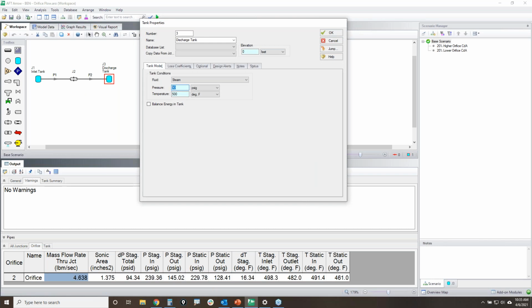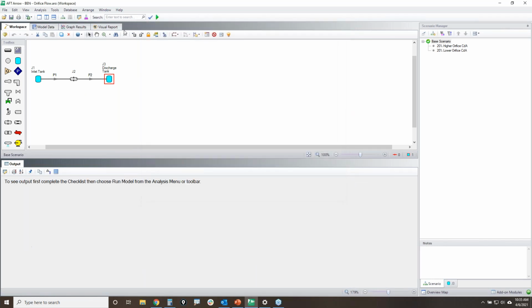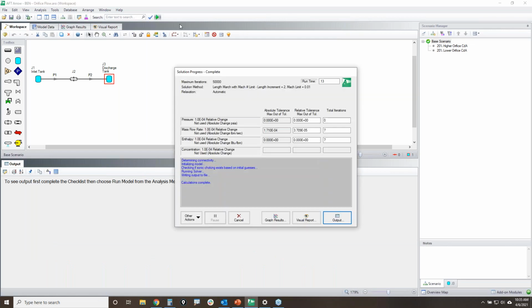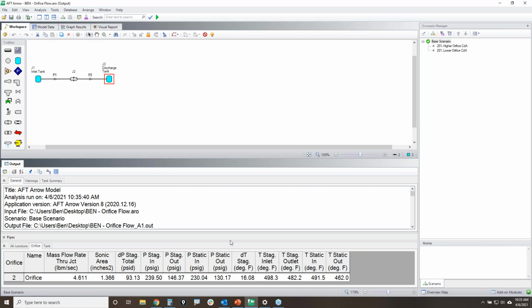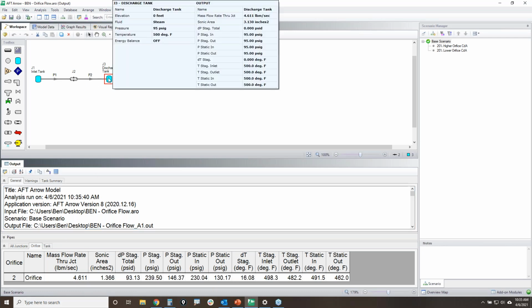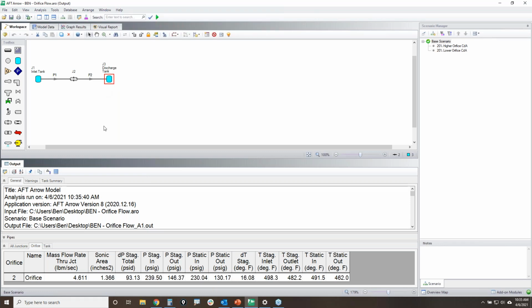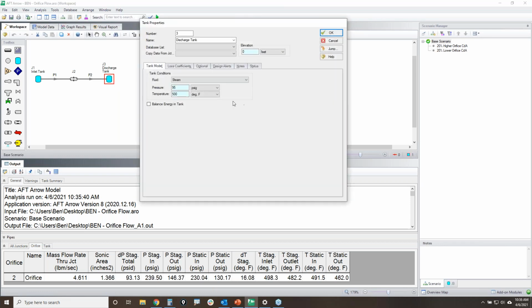So now if I change this up to 95, are we still sonically choked? And we are not. No choked flow rate mass, no choked flow rate equation. So somewhere between 95 psig and 100 is where we're going to see sonic choking begin.